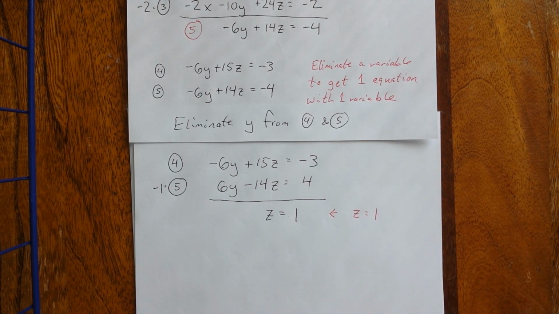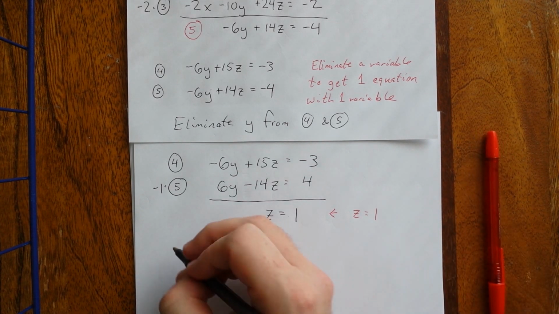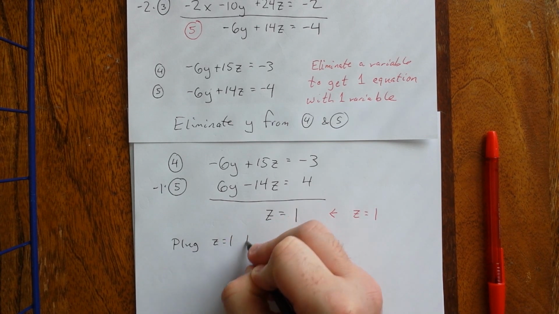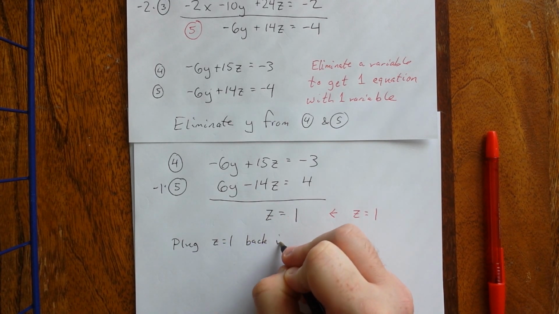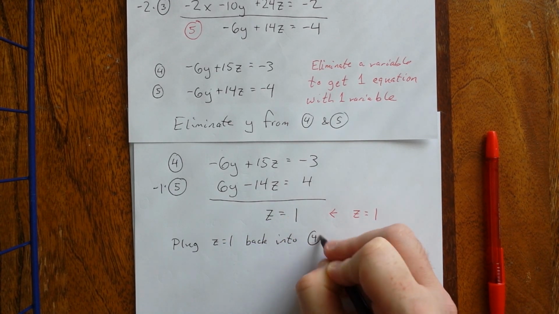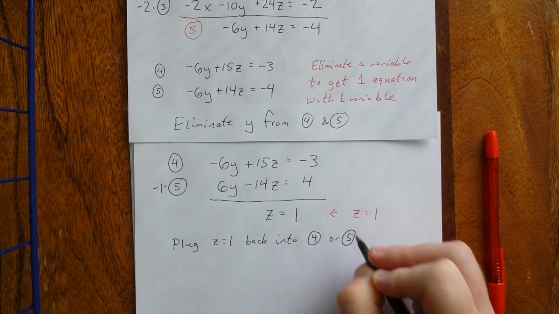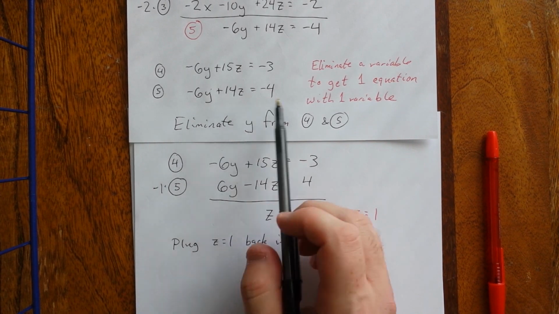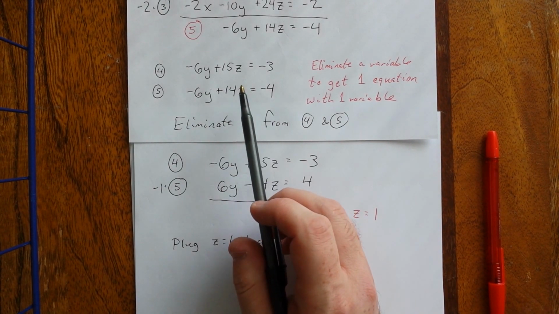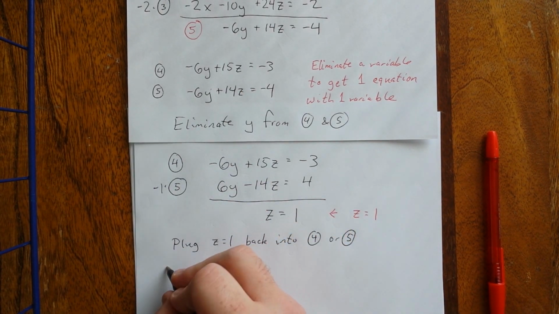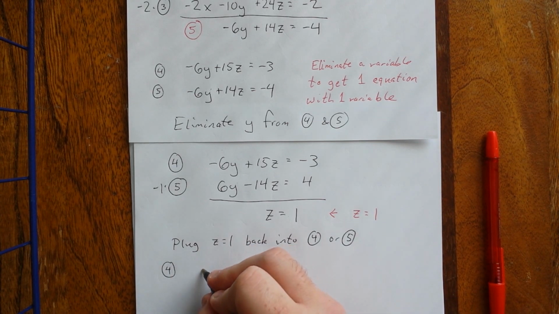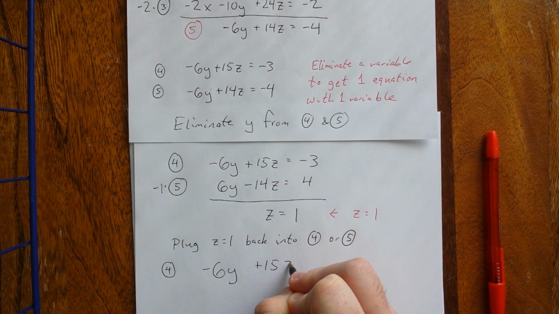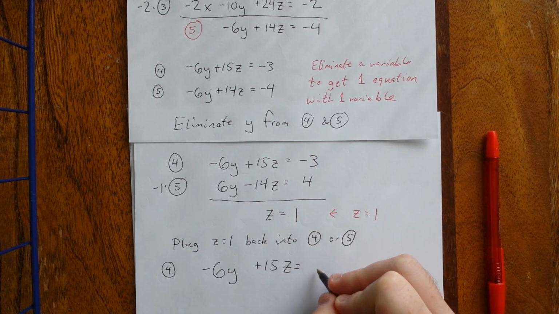So, now that we have a value for z, we're going to plug z equals 1 back into either equation 4 or equation 5. We should get the same answer either way, so this is completely up to you. Looking at equations 4 and 5, I'm just going to pick the top equation. We'll go with equation 4, just because. That'll be negative 6y plus 15z is equal to negative 3.